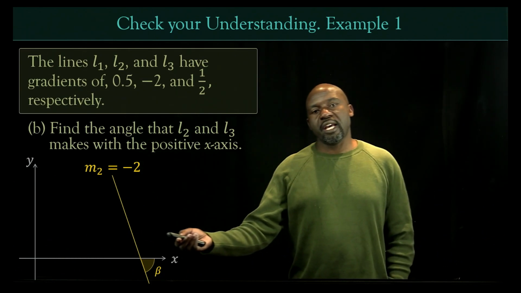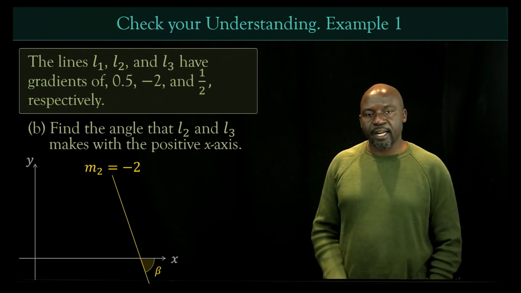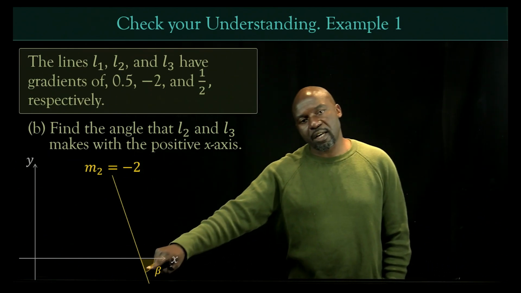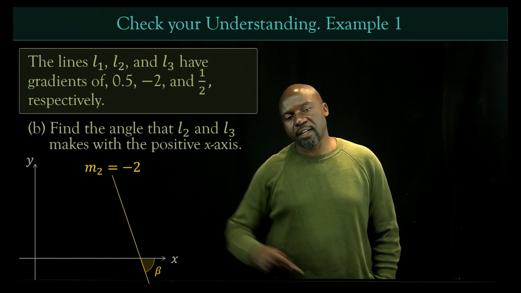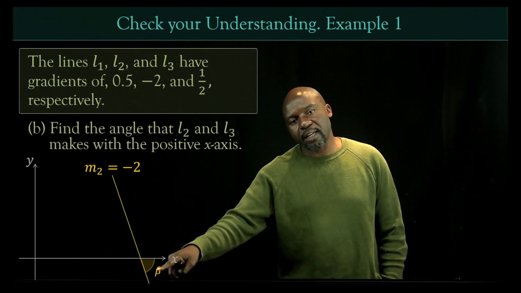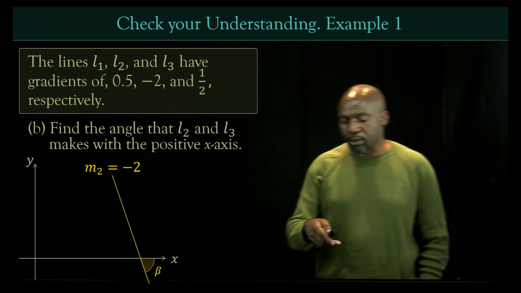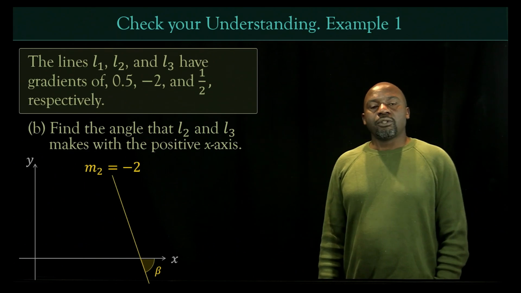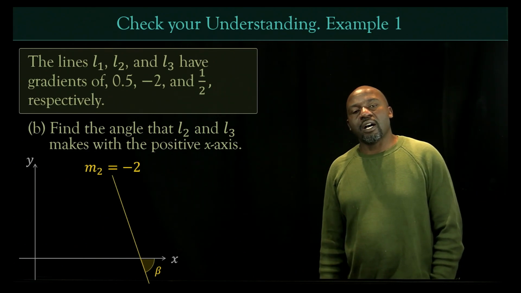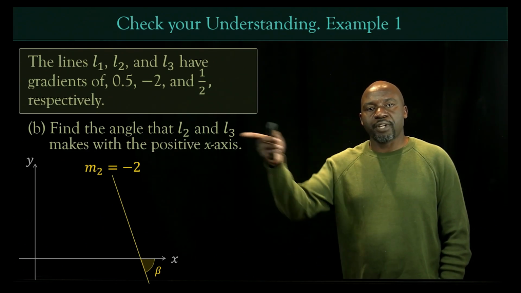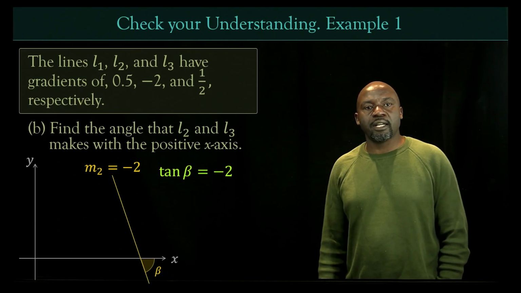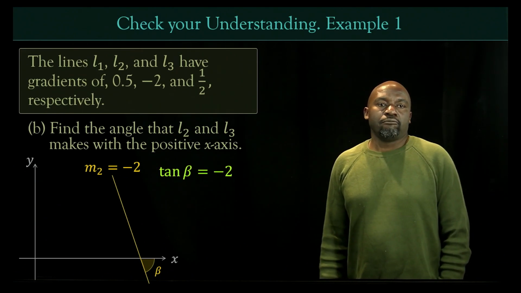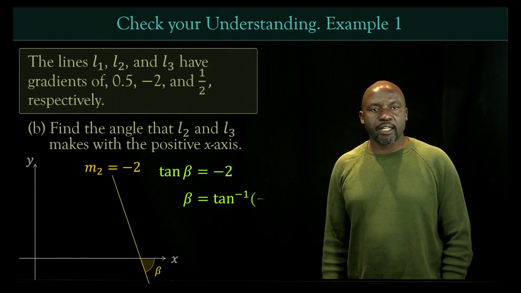If we were interested in the angle above the positive x direction, we can always find it because this angle here would be 180 degrees. So if we can find this, we would be able to find that other angle there. No big deal. So the tangent of angle beta must be equal to the gradient. So tan beta must be equal to -2. So beta must be arctan -2.